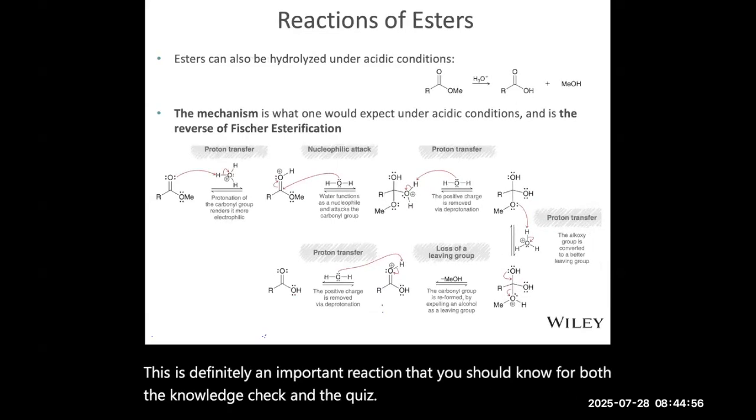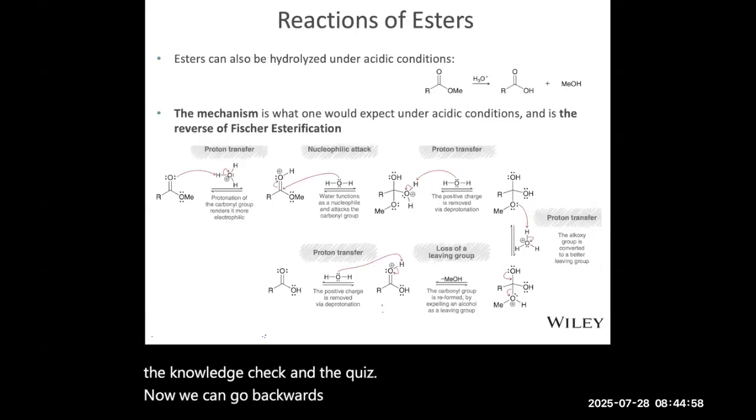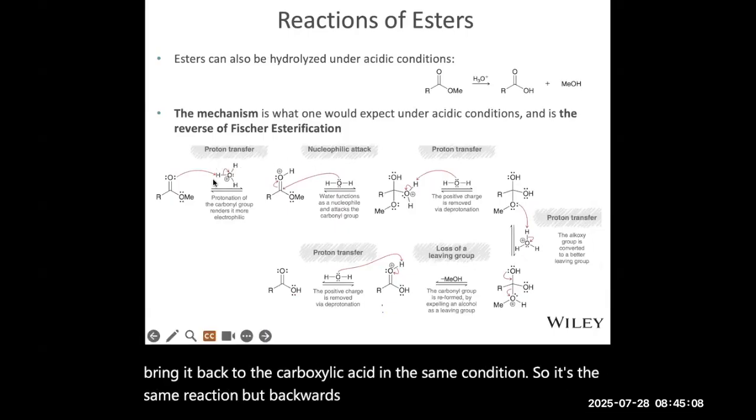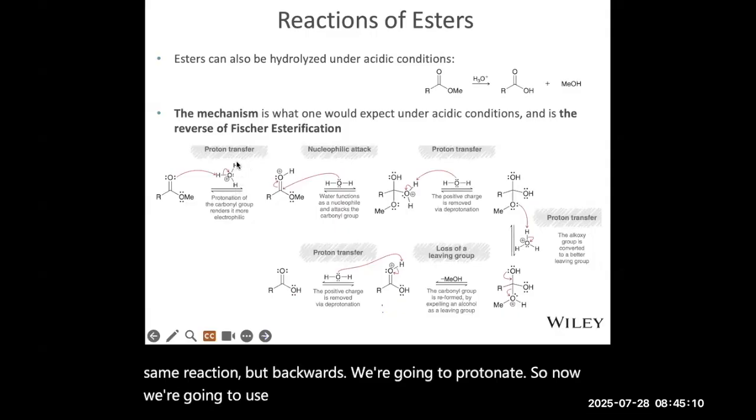Wink, wink. Now we can go backwards, right? So we can hydrolyze this ester and bring it back to the carboxylic acid in the same condition. So it's the same reaction, but backwards. We're going to protonate. So now we're going to use water as our nucleophile instead of the alcohol, right? So we're going to go backwards.